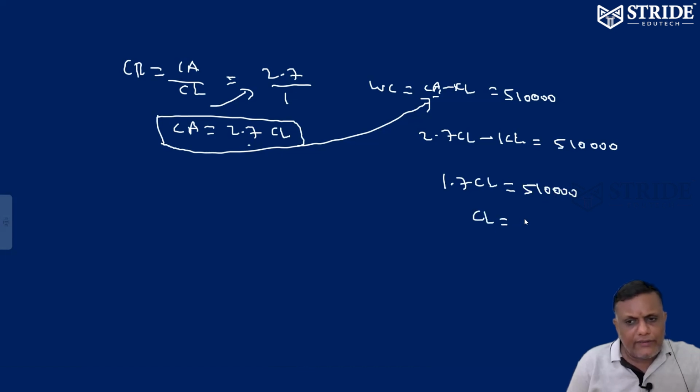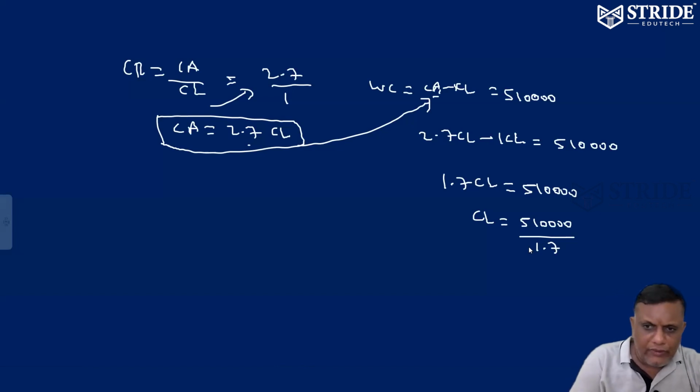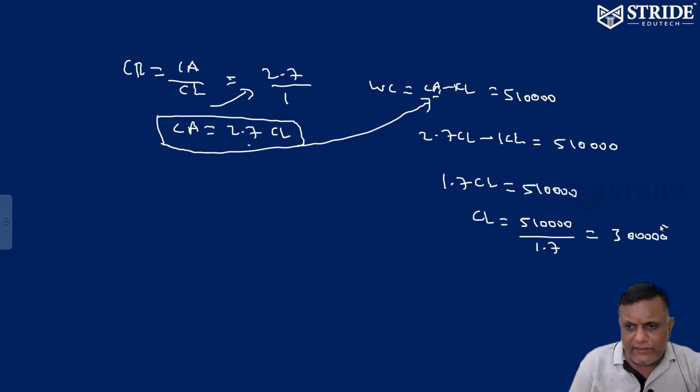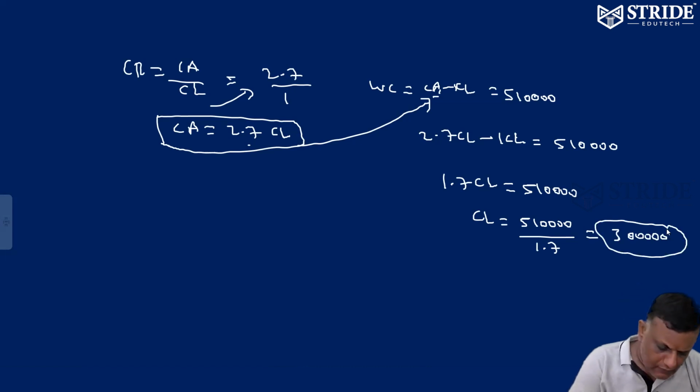So current liability is equivalent to 5,10,000 by 1.7. Answer? 5,10,000 by 1.7 is going to be 3 lakhs, I think. Please check it out.